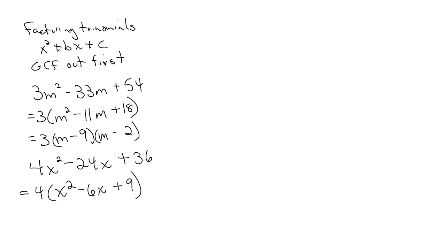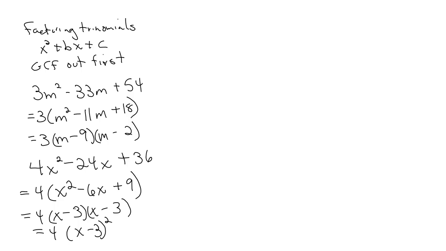Oh, and we did this one in the last video. Not a big deal. So x and x, factors of 9, 3 and 3. Same signs, both negative. The other thing we can write it as is 4 times the quantity x minus 3 quantity squared. Both are acceptable, no problem.